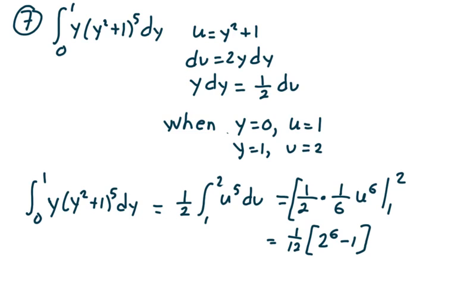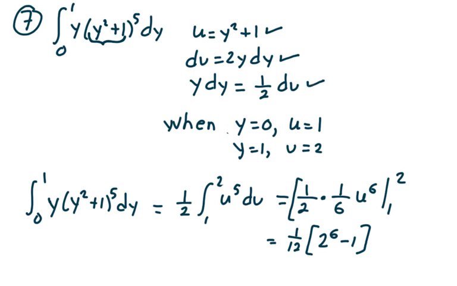So let's take a look at 7. Suppose we have the integral from 0 to 1 of y times (y squared plus 1) to the 5th dy. This is classic u substitution. The inside function is y squared plus 1. And so I'm going to let u equal y squared plus 1. du is 2y dy. y dy is 1/2 du.